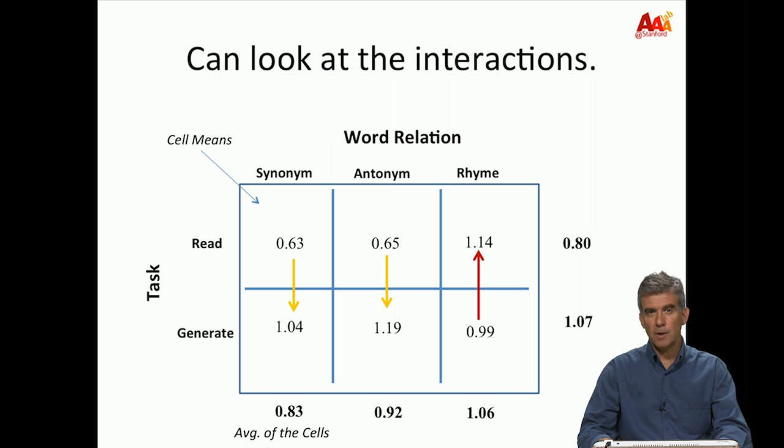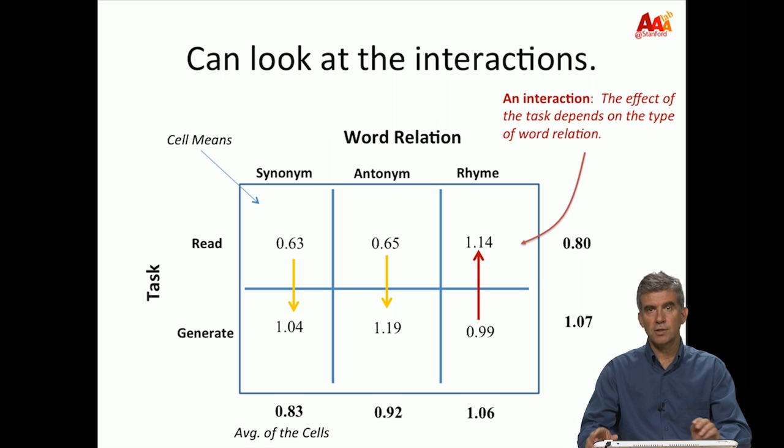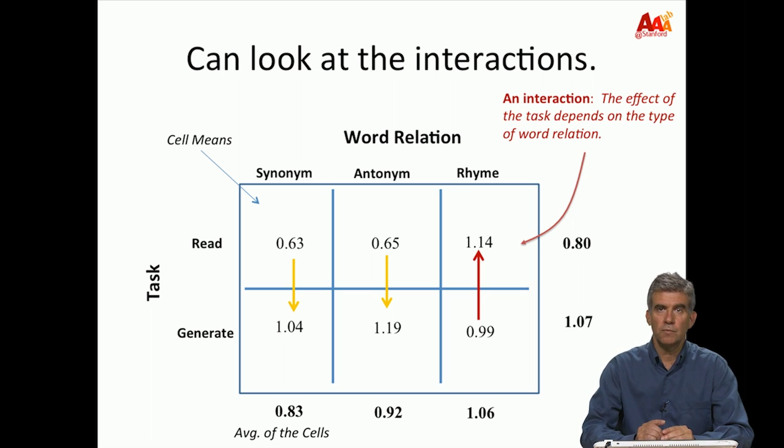So this flip-flop like this, where not everything's behaving the same, is called an interaction. And so the interaction is that the effect of the task, read versus generate, depends on the type of word relation. You just can't say generating is always better. Generating is conditionalized. Its effect depends on what kinds of words you're dealing with. So interactions are sort of a lot in your head to hang on to. And so it's good to sort of get used to them.